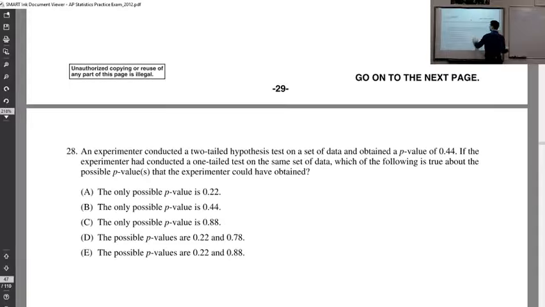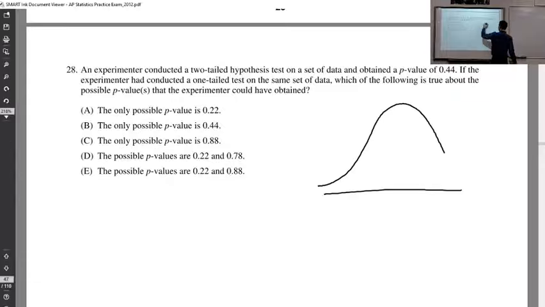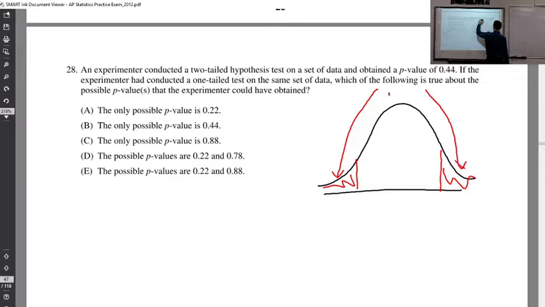28. All right, this one was tough. So we have this two-tailed probability, and we get the p-value to be 0.44. That means that these areas put together is 0.44, which means that each of these tails are 0.22 apiece.